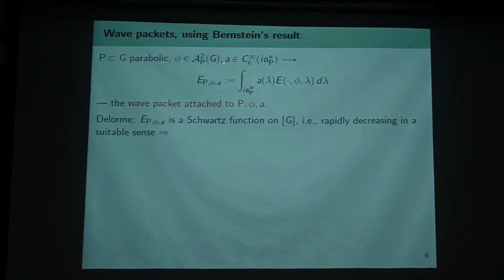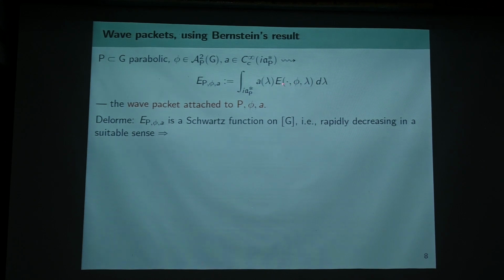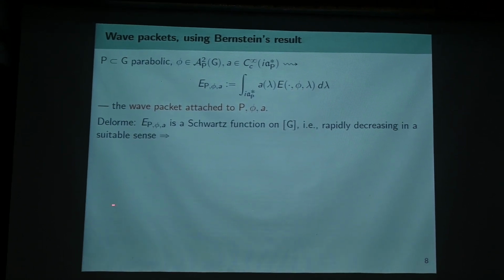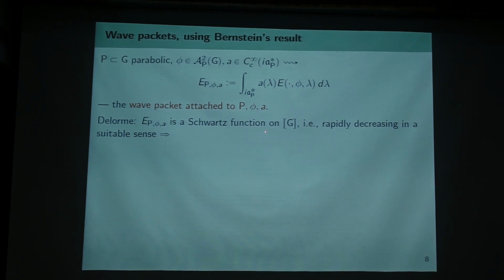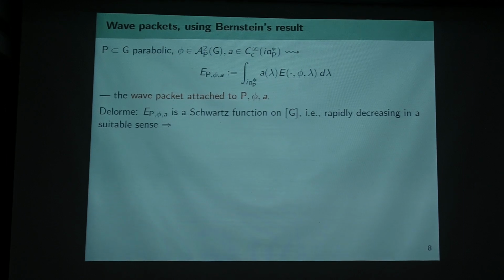Here, the analogous thing is much simpler. A is just a C_c infinity function on i AP star. The phi here is actually a fixed fellow. It is not a function from i AP star to the induced space. It is just an element of that induced space. So it's a simpler thing, almost a special case of the thing that we saw earlier.